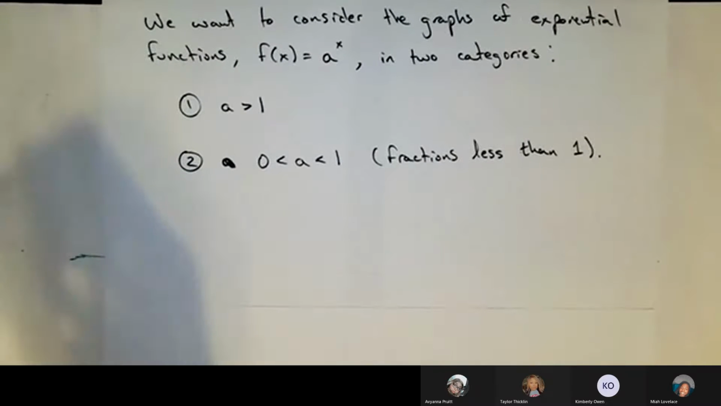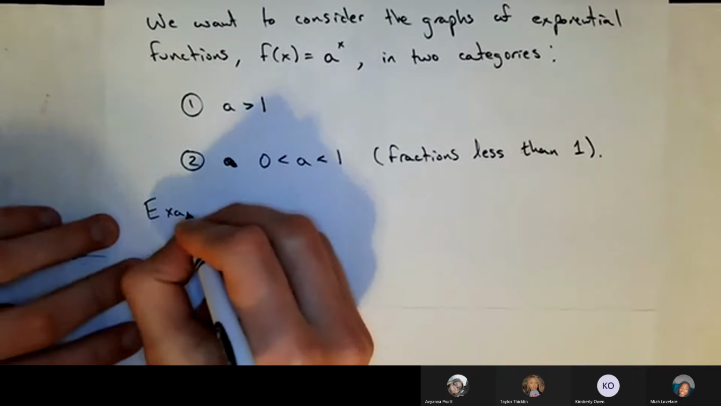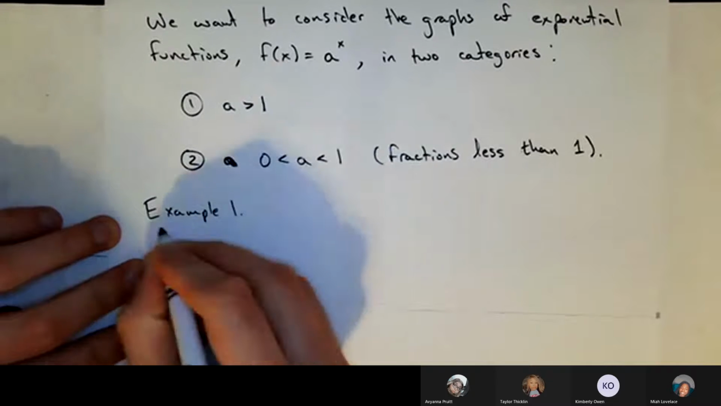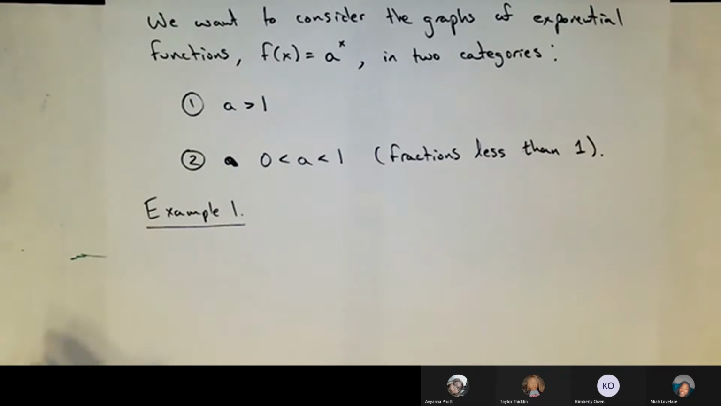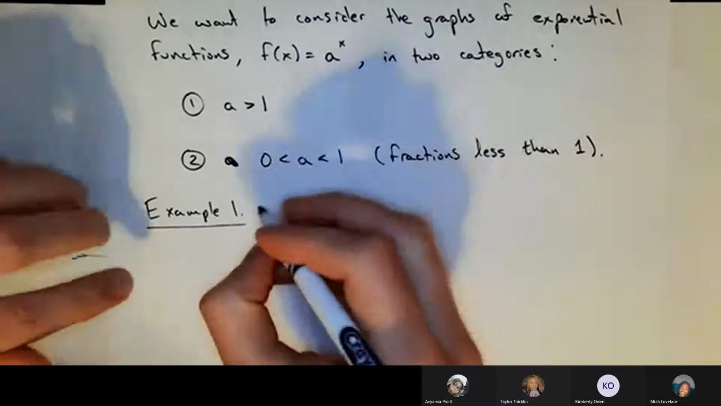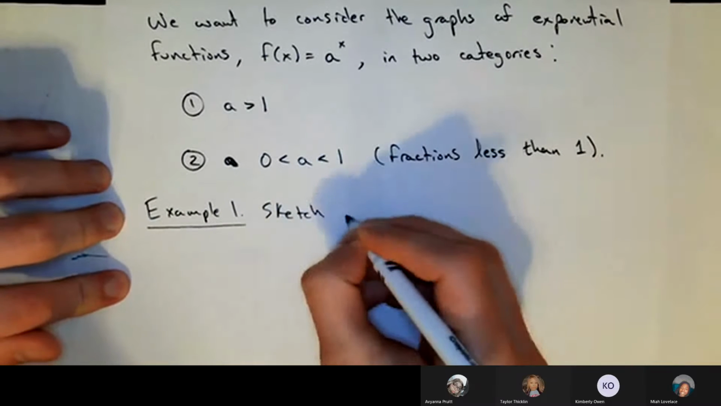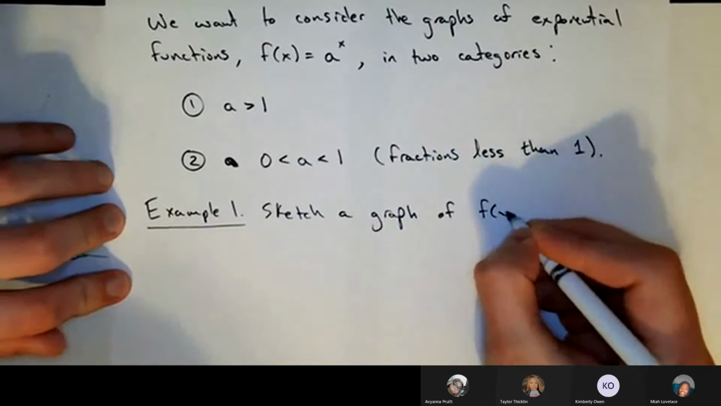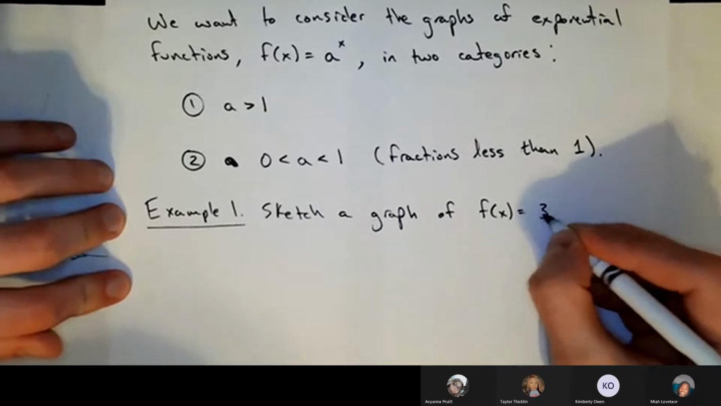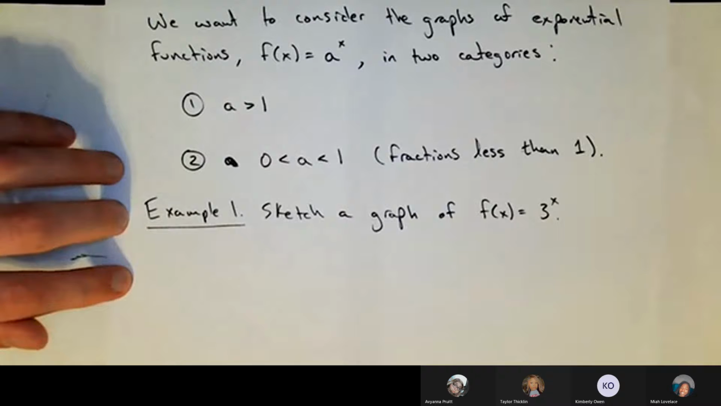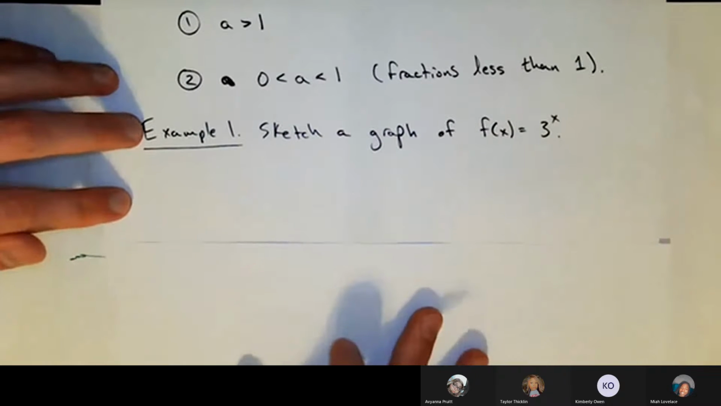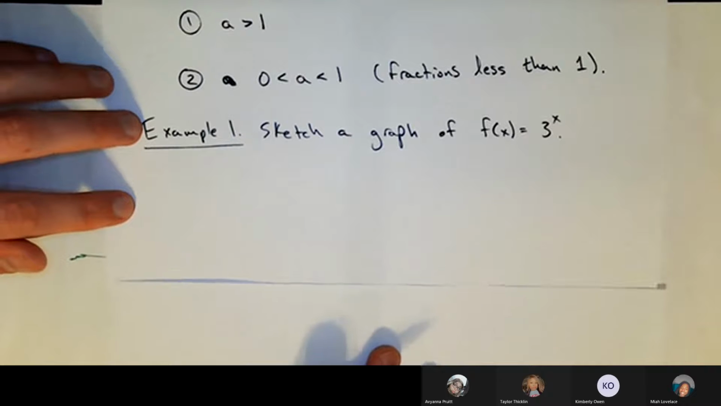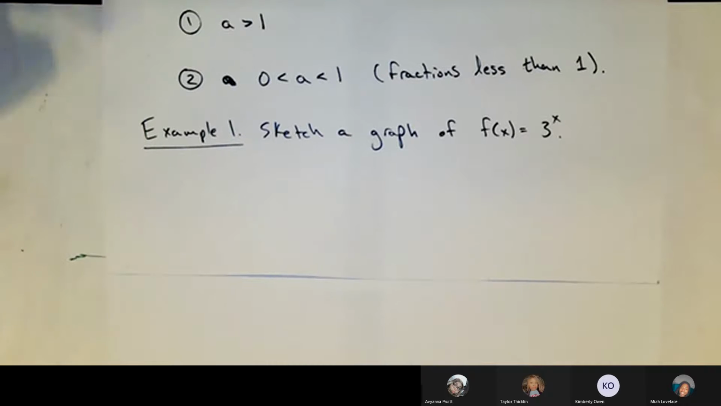Okay, so let's call this example 1 for today. And let's split these into two examples. So let's sketch a graph of f of x equals 3 to the x. All right, so what do we fall back on? What do we fall back on whenever we don't know how to draw a graph of a function? It's a new type of function, right? What do we fall back on? A table of values, right?